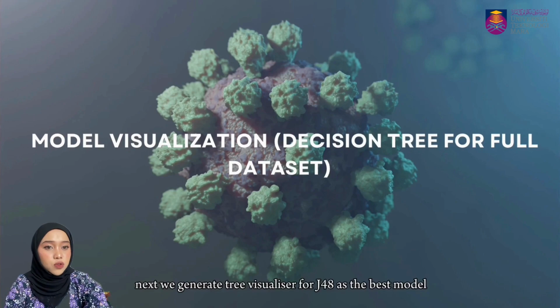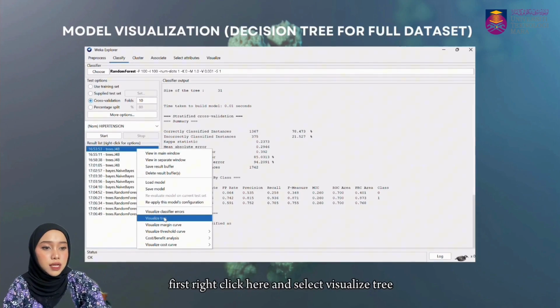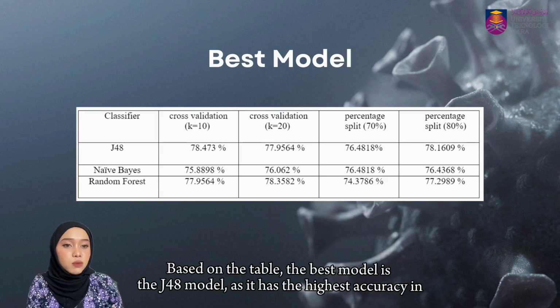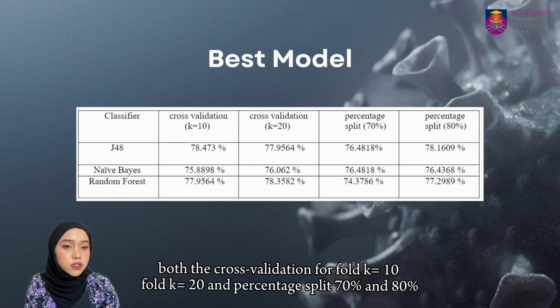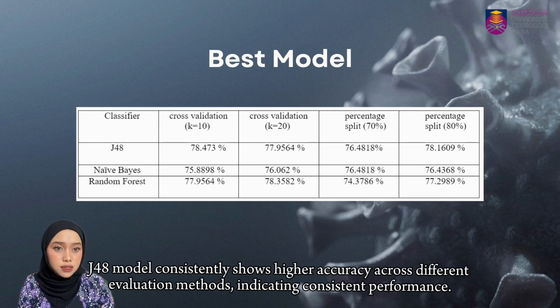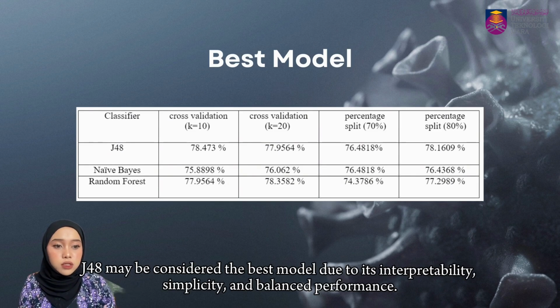Next, we generate the visualizer for J48 as the best model. First, right-click here and select Visualize tree. The tree will pop up and you will get the result. Based on the table, the best model is the J48 model as it has the highest accuracy in both the cross-validation for fold k equal to 10 and k equal to 20 and percentage split 70% and 80%. J48 consistently shows the highest accuracy across different evaluation methods, indicating consistent performance. J48 may be considered the best model due to its interpretability, simplicity, and balanced performance.